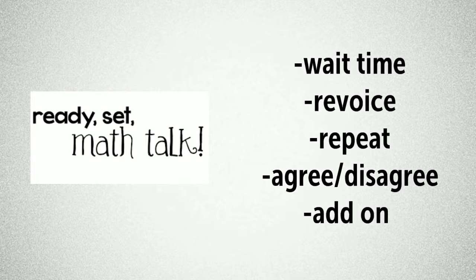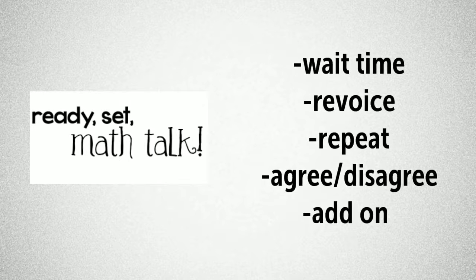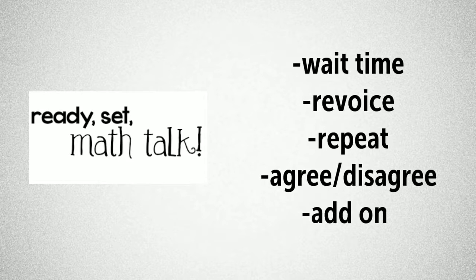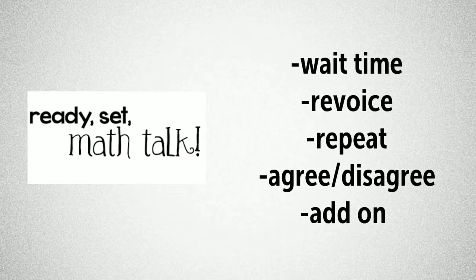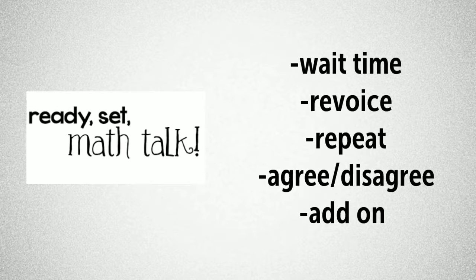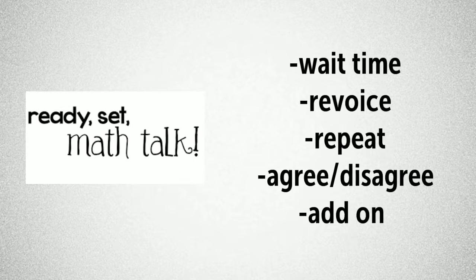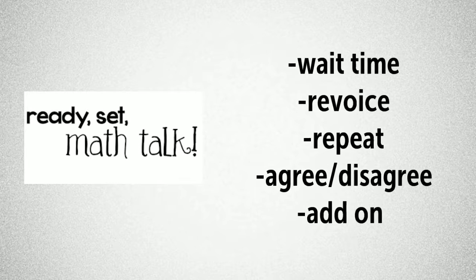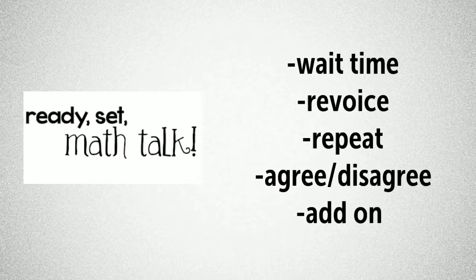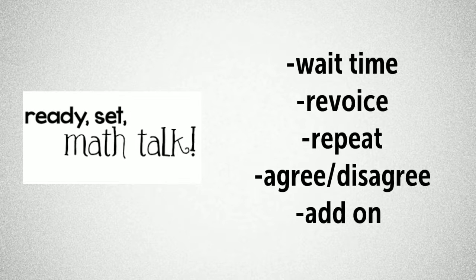Agree or disagree will allow the students to think about whether an answer is correct. The students will have a signal they must show to let me know if they agree or disagree, for example, by using thumbs up or thumbs down. Lastly, I may ask students to add on and elaborate to their previous answer given to encourage more elaborate thinking.